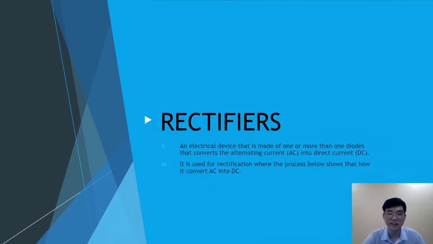A rectifier is an electrical device made of one or more diodes that converts alternating current (AC) into direct current (DC). This is used for rectification, the process that shows how AC is converted into DC. Rectifiers are the main part of a DC power supply.